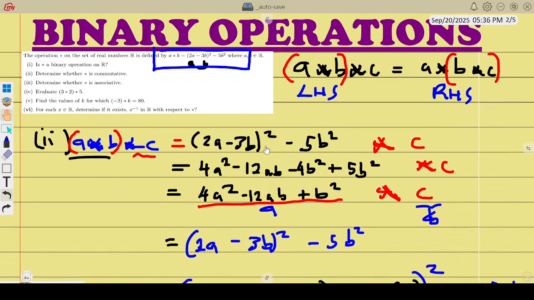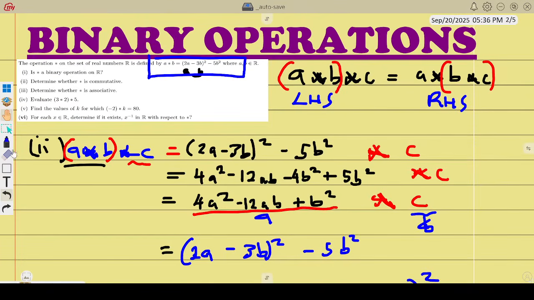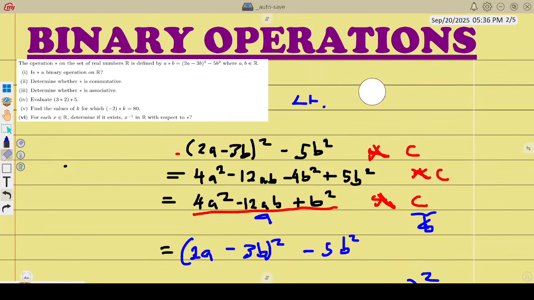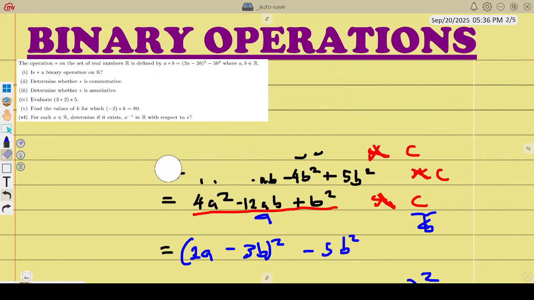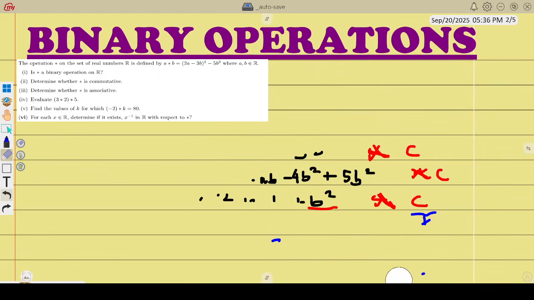We can look at these other interesting questions. So the next one, a very simple one. We have: evaluate 3 star 2 star 5.